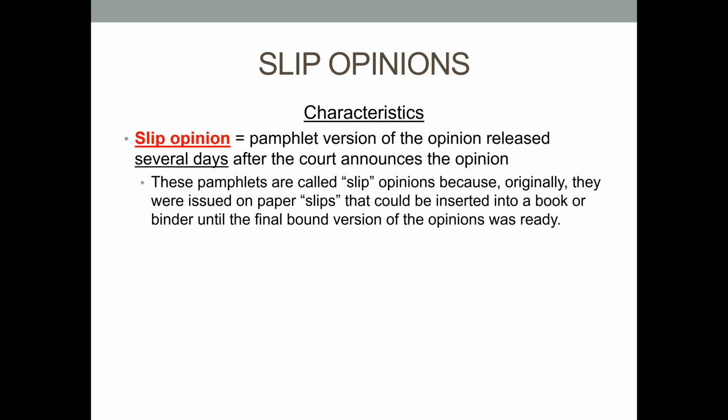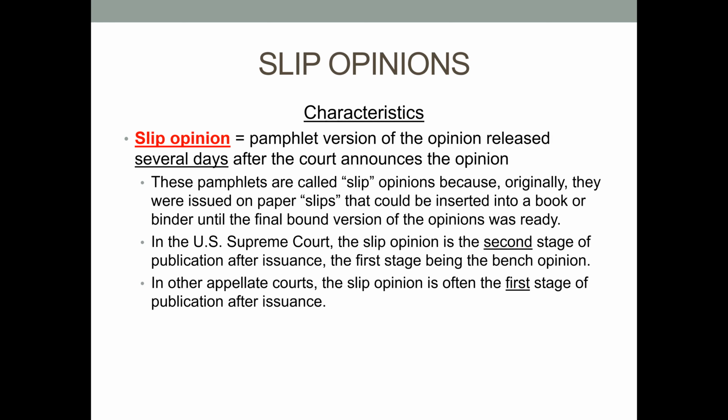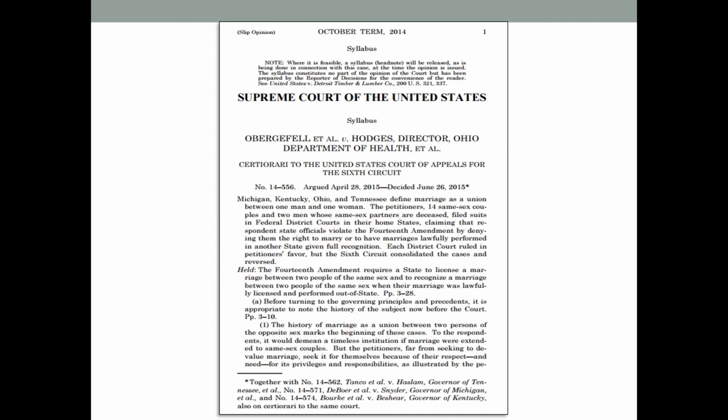Now, these are called slip opinions because originally they were issued on paper slips that were formatted in such a way that you could insert them into a book or binder until the final bound version of the opinions was ready. Now, as I mentioned, in the U.S. Supreme Court, the slip opinion is the second stage of publication after the court issued the opinion. That is, the first being the bench opinion. Now, in other appellate courts, this slip opinion is often the first stage of publication. So let's look at what a slip opinion looks like.